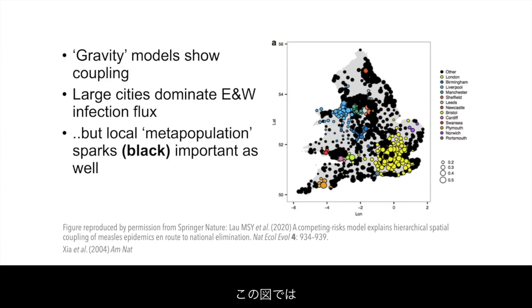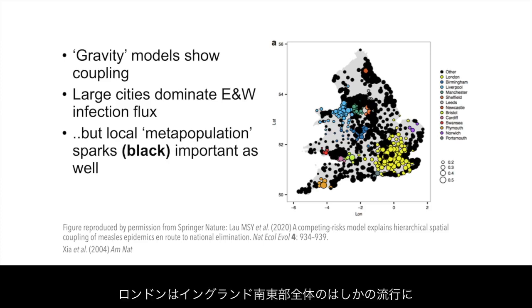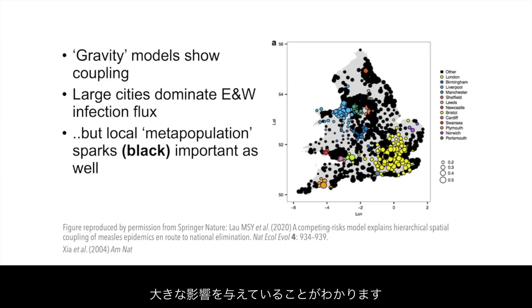You can see in this figure where each circle depicts a town, and the size of the circle is related to the town's population size. If we look at the yellow circles, we see that London has considerable influence in seeding measles epidemics in the whole southeast of England.